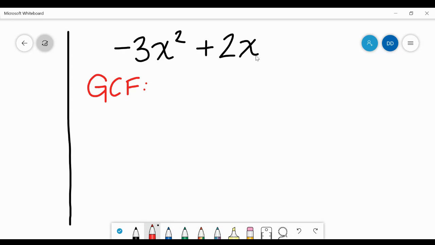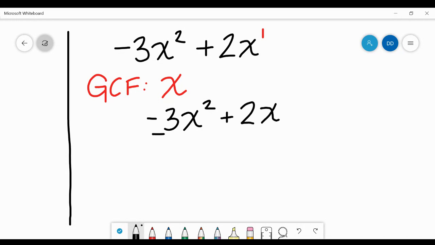Now we're going to take a look at our variables. We have x squared and x. You can put your invisible 1 in there if you want to, and you say which one has a smaller exponent, and the answer is x to the first. So our GCF really has an invisible 1 there and invisible 1 there, but we do not need to include those if you don't want to. So I'm going to leave those out. Now I'm going to take our original binomial and I'm going to divide by our GCF, just like we did before.